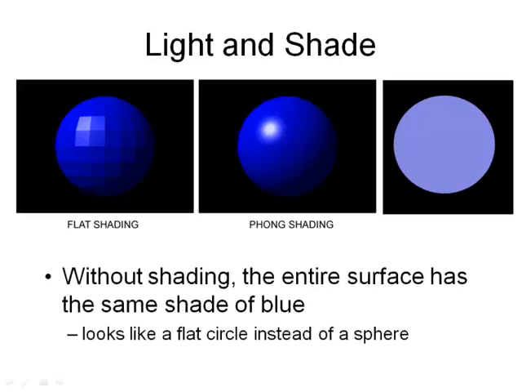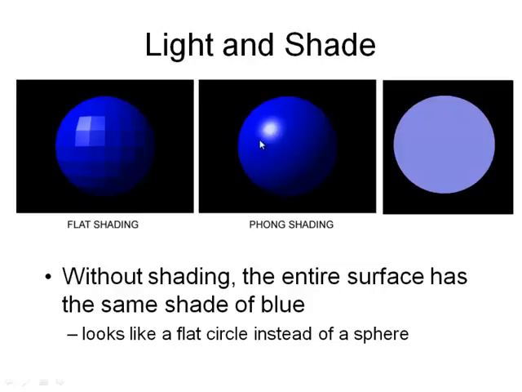When it comes to light and shade, to illustrate the importance of light and shade, without this sort of shading, a surface will appear flat. So we have a circle here where across the surface it's the same shade of blue, or same shade of lilac in this case, and it looks quite flat.